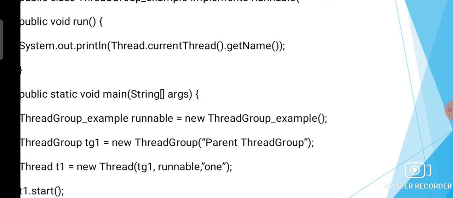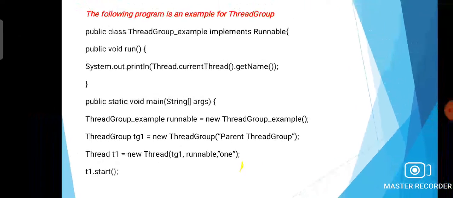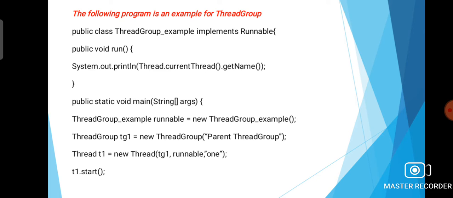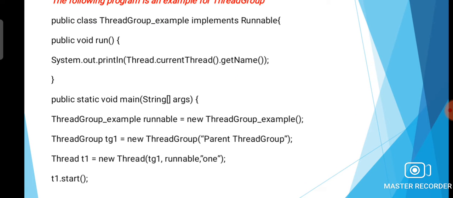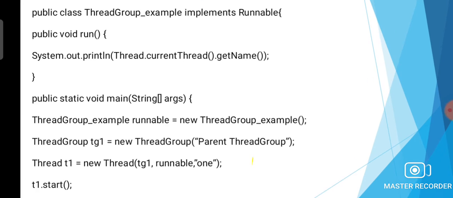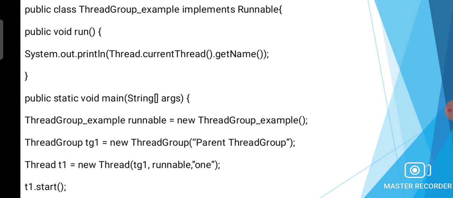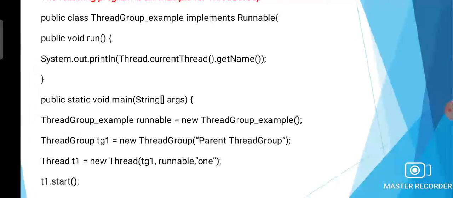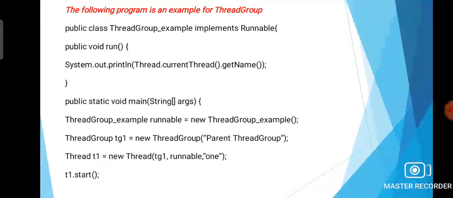And runnable is the object name of the class. Then 1 is the name of the thread. So we are giving the name 1 to our thread t1. So when we create the thread, we have given 3 parameters. First one is the object name of the thread group, that is tg1. Second one is the object of the class under which this particular thread is created. Third one is the name of the thread.